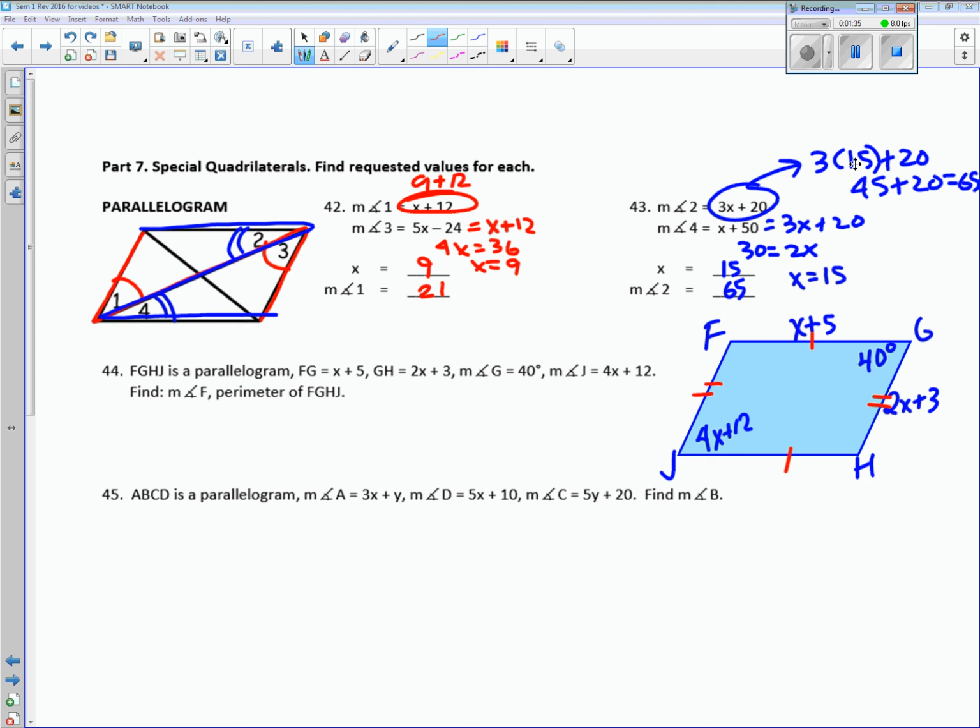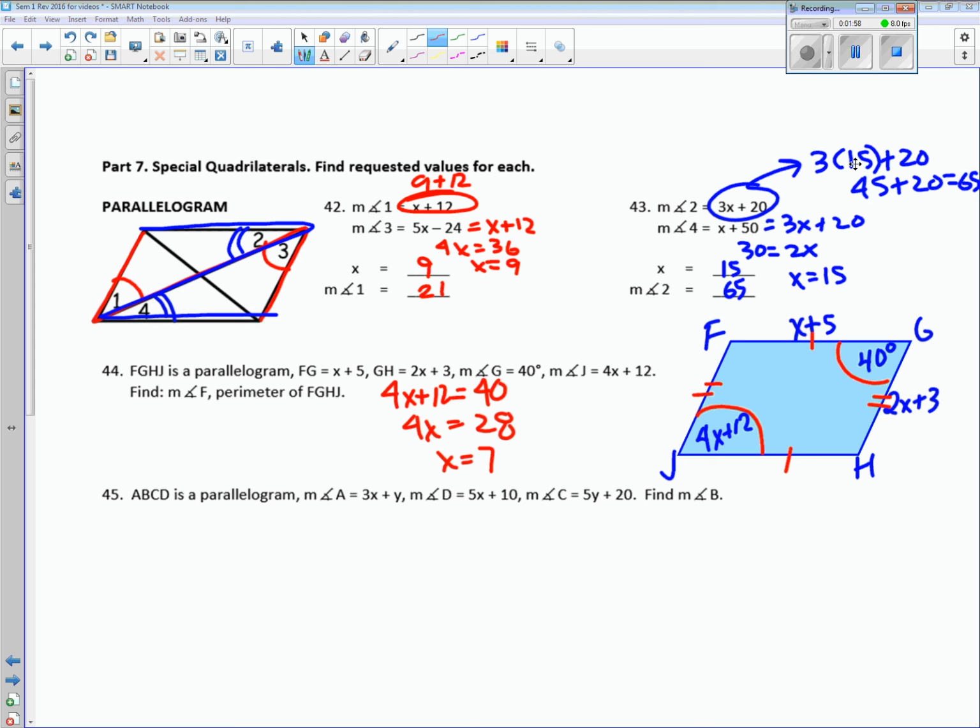Next thing I know is that opposite angles are congruent. So that would mean these two angles are congruent. Angle J is congruent to angle G. So there's my equation: 4x plus 12 equals 40. So when I solve this, I come up with x equals 7. Now we're not done, because they want us to find the measure of angle F and the perimeter of FGHJ.